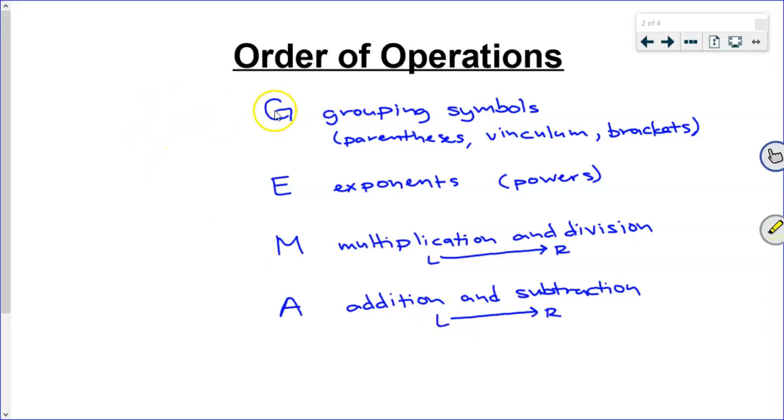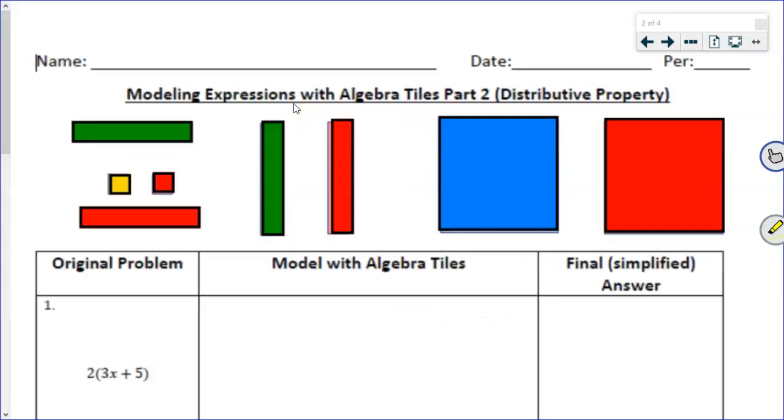Honestly though, the main thing that we need to focus on today is the G for the grouping symbols. Because what we are doing today is we are modeling expressions with algebra tiles. This is part 2. We're focusing on the distributive property. So our last lesson was focusing on combining like terms, and now we're going to focus on the distributive property.